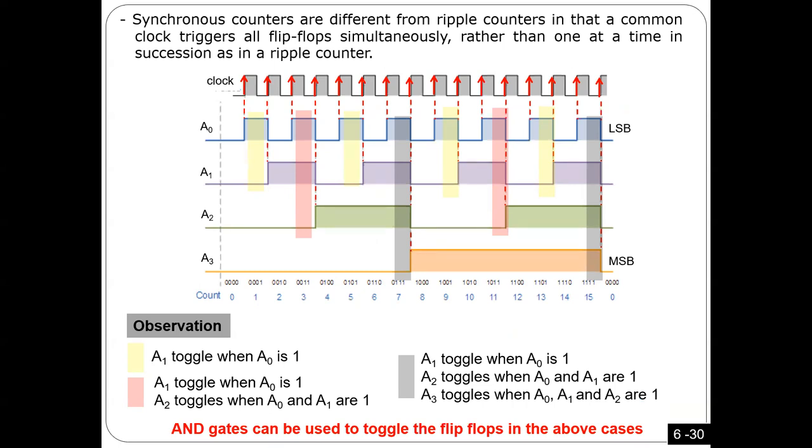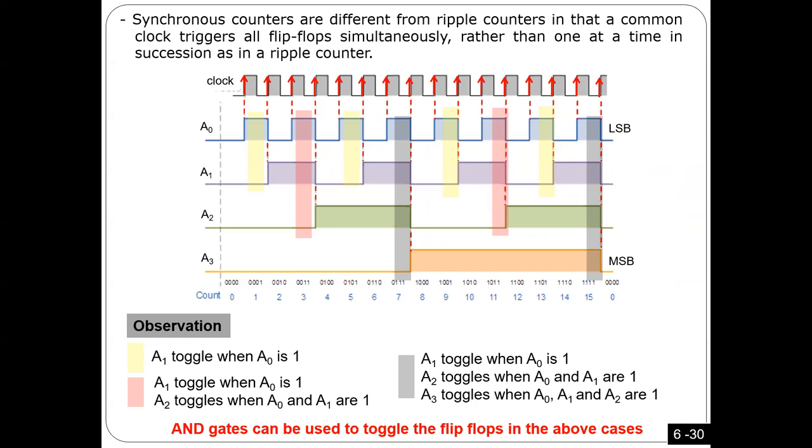So now, similar to what I did in the previous one, I'm gonna show you an observation, and based on this observation, I'm gonna show you how I can design it, okay? So let's see what observation I have here. Look at this observation. I can see this one, A1, has to toggle every time A0 is one, and for sure, when there is a clock, and A0 is one.